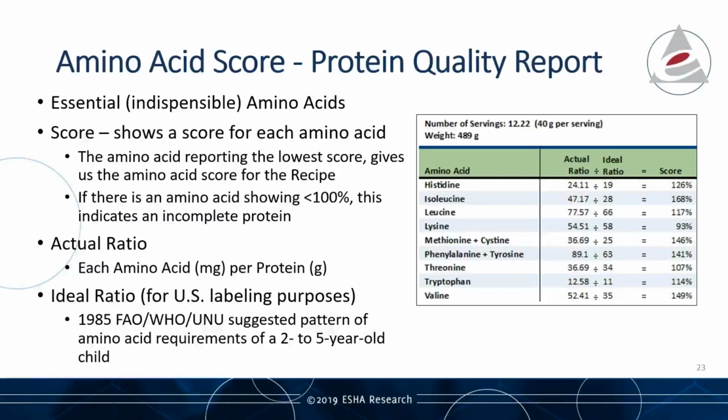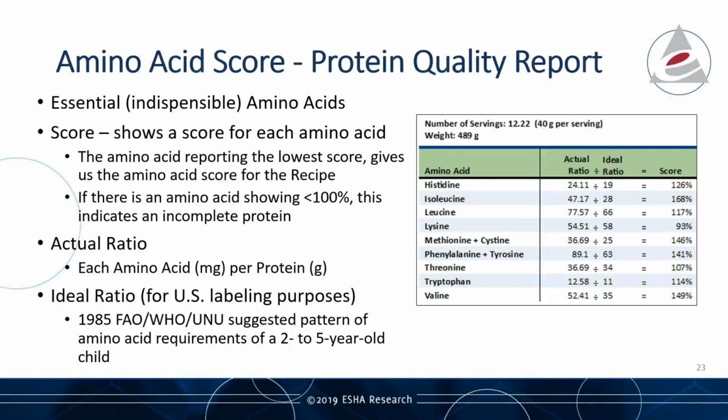So you've entered the amino acid data for your ingredients and you've identified which ingredients contribute the most protein. Now view the protein quality report for your recipe. This gives you the amino acid score, which is the starting reference before we adjust or correct the score based on the protein digestibility. On the protein quality report, the amino acid showing the lowest percent is the limiting amino acid, and that provides you with the amino acid score for your recipe.